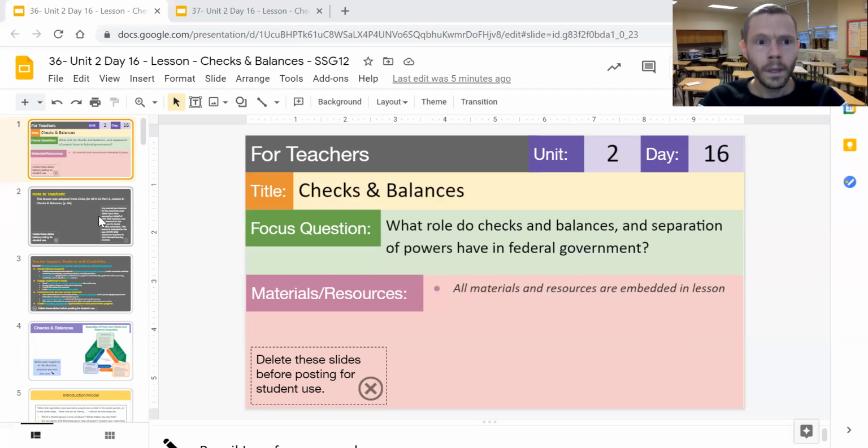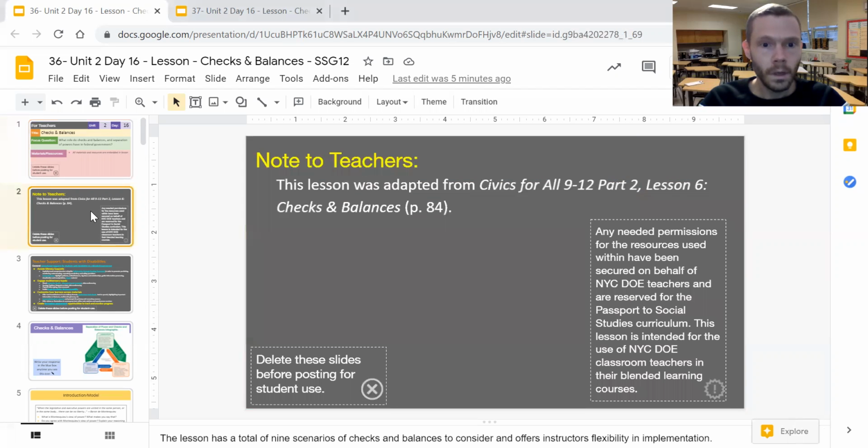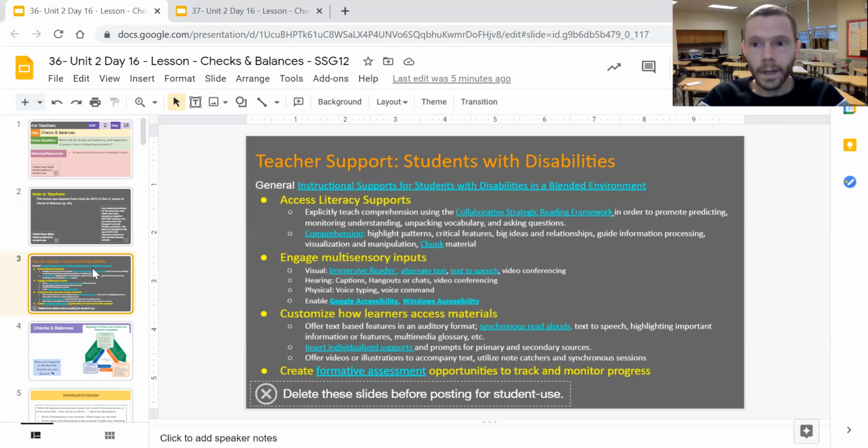I hope at this point in the fall semester, you're pretty familiar with the Passport to Social Studies digital curriculum and the Passport to Social Studies curriculum in general. So I won't spend a lot of time looking at the note to teachers, but I will note that this lesson is adapted from the Civics for All curriculum on page 84. It's lesson 6 on checks and balances. So you can find additional materials to support instruction, just to provide additional flexibility for implementation. And this slide speaks to a variety of resources for teachers, for students with disabilities.